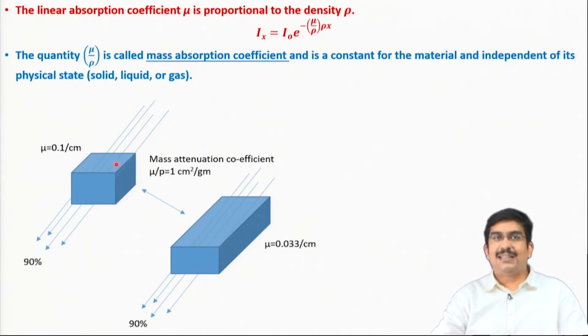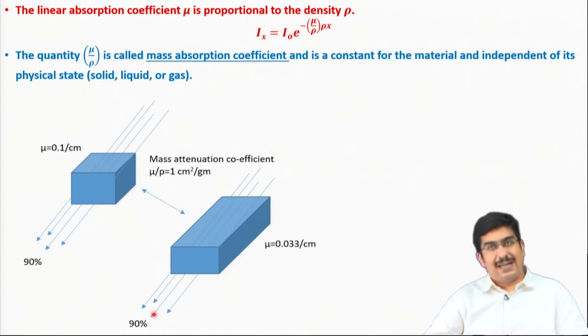okay, the change in density. So, the density of this block and the density of this block will change accordingly, the volume will change and the density will change, and we will be getting the same mass absorption coefficient for both of them, right. So, that is the importance of considering mass absorption coefficient instead of linear absorption coefficient.